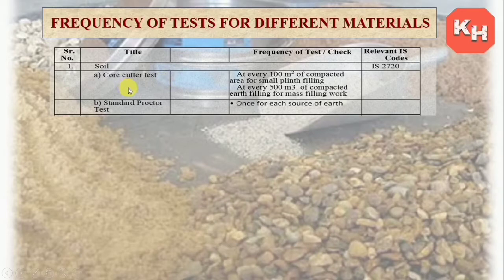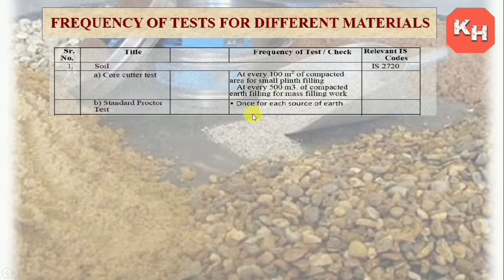For the core cutter test, the frequency is at every 100 m² of compacted area for small field planning, or at every 500 m³ of compacted area for mass filling work. Remember that this is the area mentioned, that is, the frequency is based on the area mentioned. So the core cutter test is taken at every 100 m² of compacted area for small field planning, and at every 500 m³ for mass or larger filling work.